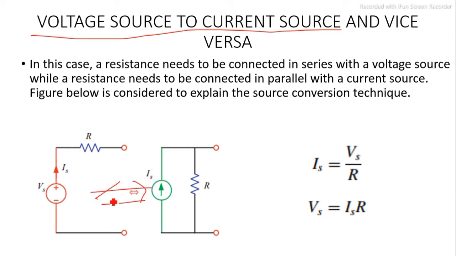Now let's assume you want to convert from this to this. You want to convert from your voltage source to a current source. So you are going to have a current source and then the resistor in parallel. This is how you are going to have it. Now the resistor value does not change, it's still R.